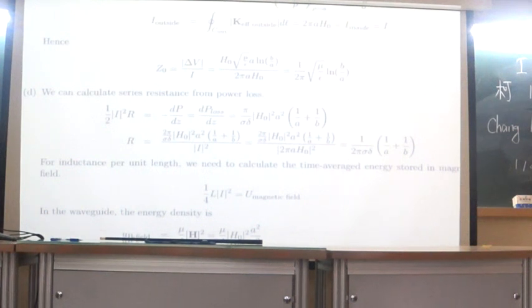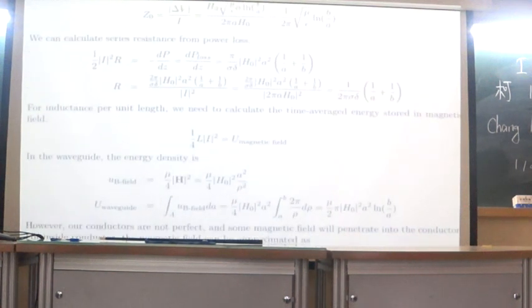And the power loss is calculated in part C, and the current has also already been calculated in part C. So you just plug them in and divide them. You will find that the resistance of this system is equal to 2 pi sigma delta times (1 over A plus 1 over B).